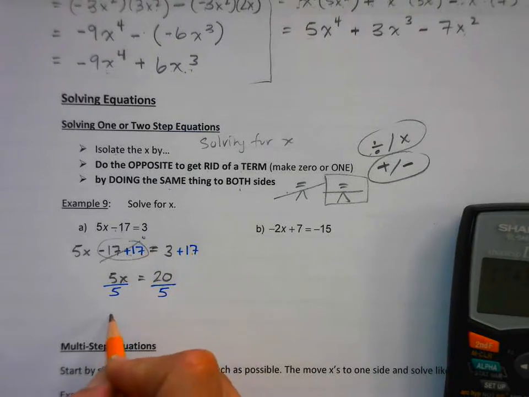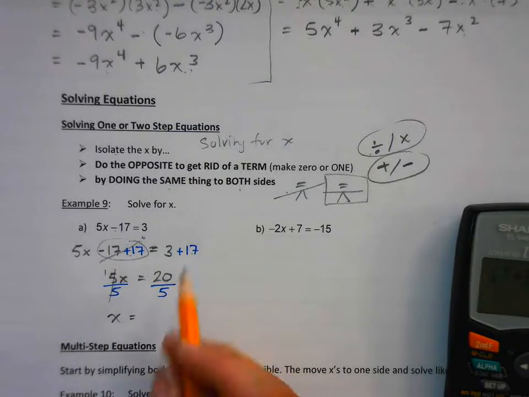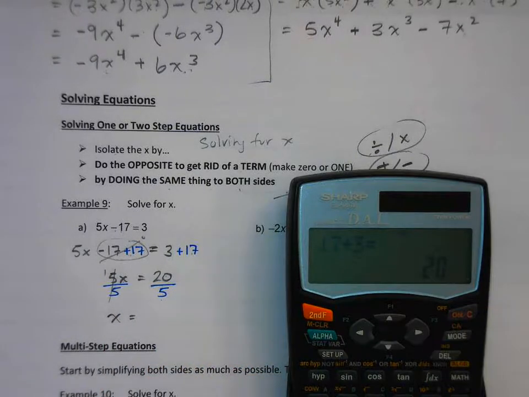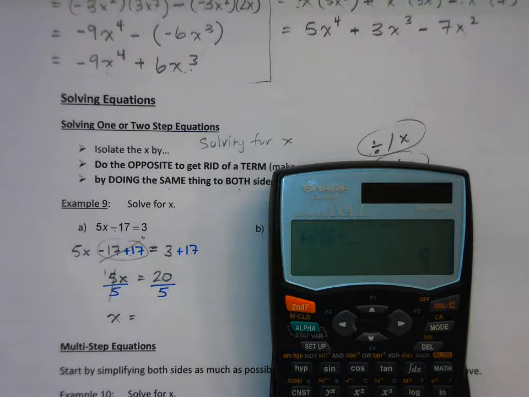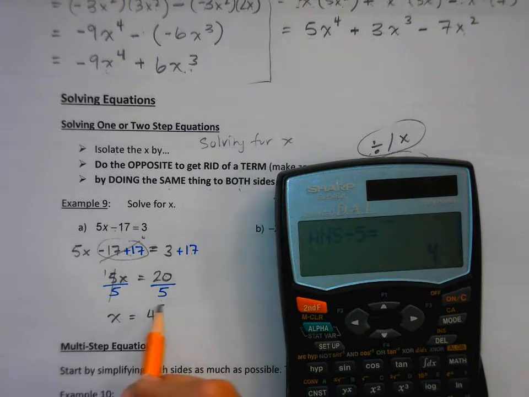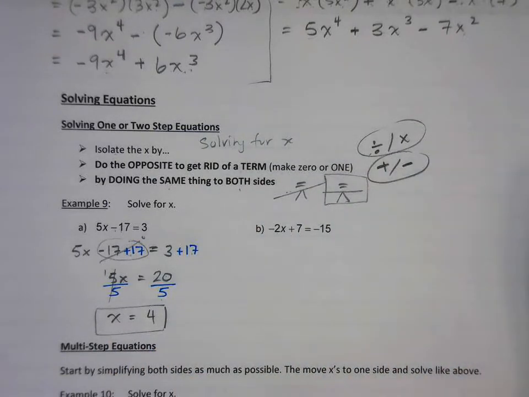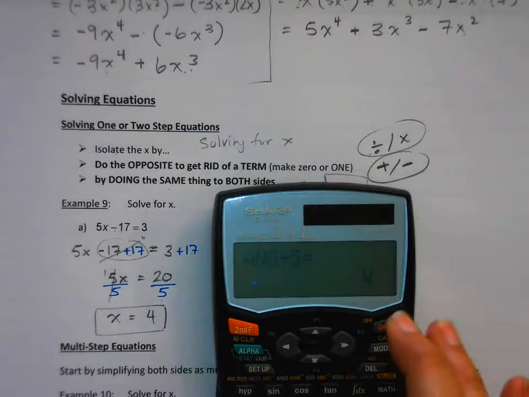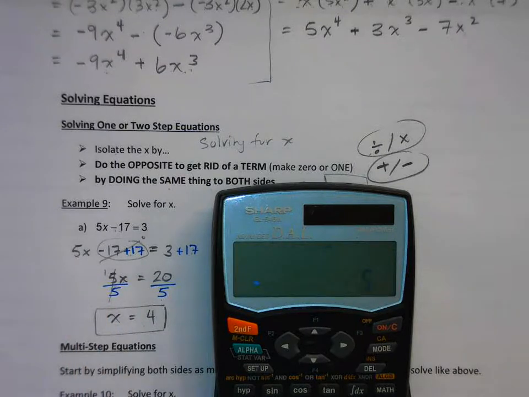And I'm left with 5 divided by 5 is just 1. So I'm left with an x, not 0. And 20 divided by 5, and look, it's still in my calculator. I'm just going to divide by 5, and I get 4. So I get x is equal to 4. And if you want, we can also do a little check on your calculator. I could take the 4 and put it in here and see if I get 3. So if I want to do a left side, right side check, I take 5 times 4, I get 20. I subtract 17, and I get 3. And I actually get the same number, which means I did it right.